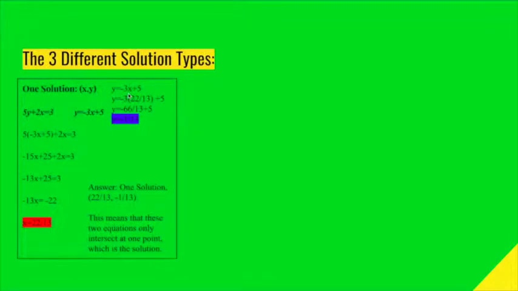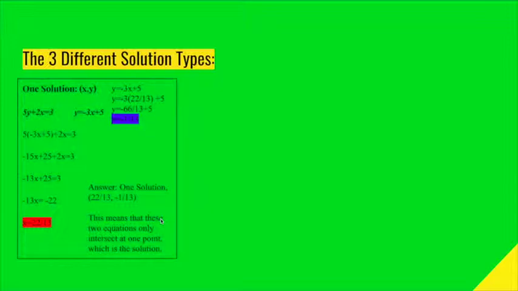So we're going to take our second equation, y equals negative 3x plus 5, and then we're going to put 22 over 13 in for x. So then we get y equals negative 66 over 13 plus 5. So then we get y equals negative 1 over 13. So we get one solution, which is 22 over 13, comma, negative 1 over 13.